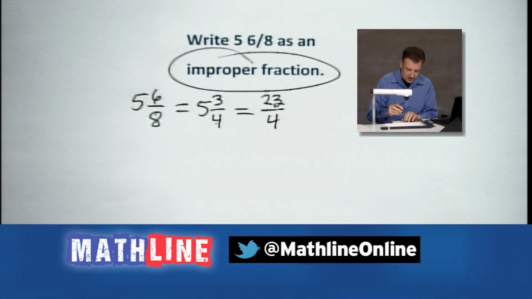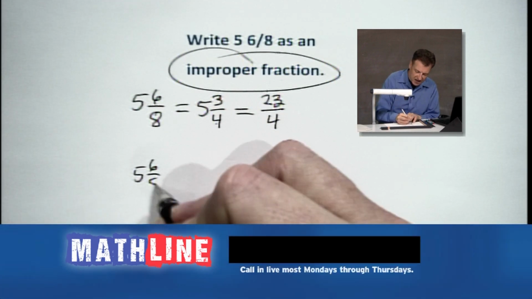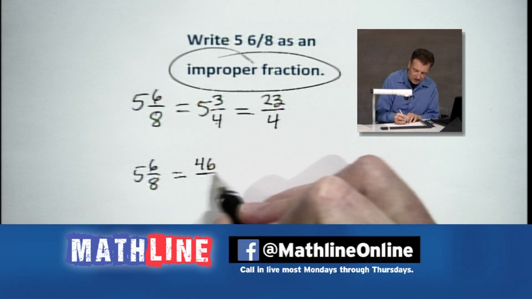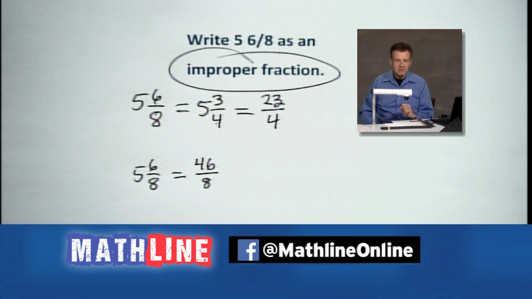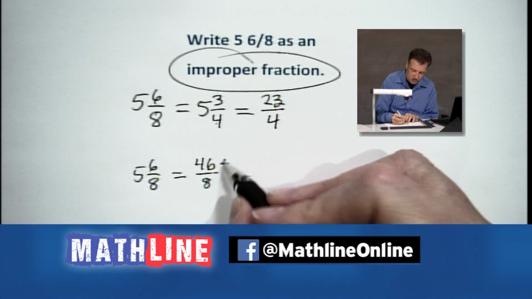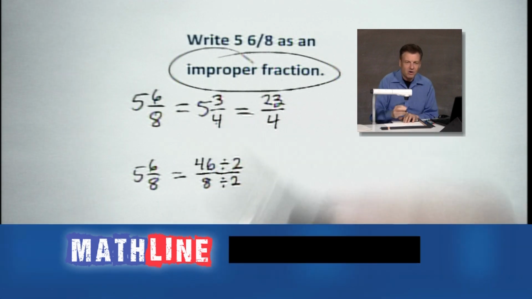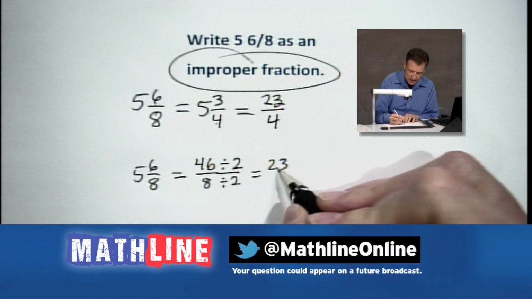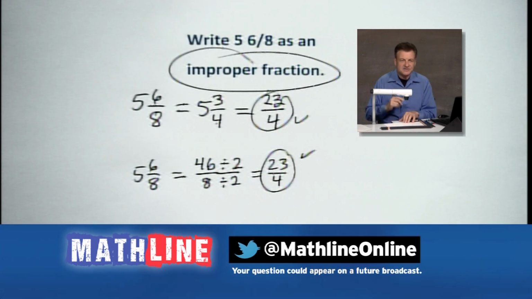Now I want to check it. I want to check out if we take 5 and 6/8 again, but this time we go with 46 divided by 8. Will we come up with 23 divided by 4? Well, when we divide both of these by 2, notice they're even. But boy, it's a lot nicer to pick that up earlier, isn't it? That would give us what? The 23. And there's the 4.